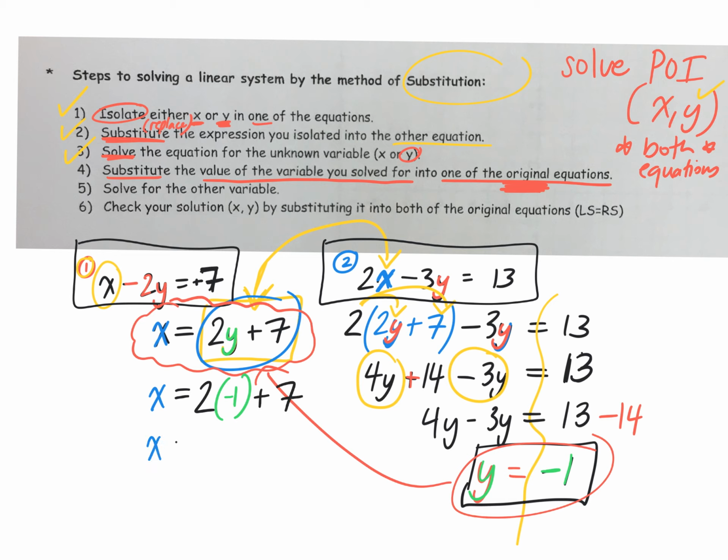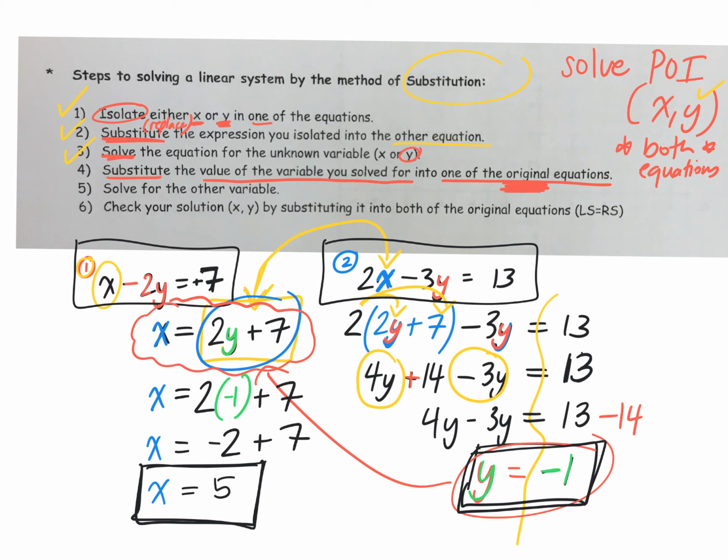So x is equal to, what's 2 times negative 1? Negative 2 plus 7. So what is x equal to? What's negative 2 plus 7? Positive 5. So I've just found my x, and I already found my y. So we've plugged it in, and we've solved for the other variable. So what's the answer? What's the solution? What's the point of intersection? Is equal to what? What's the coordinate? 5, negative 1. Make sure you write it in the correct order, x, y.